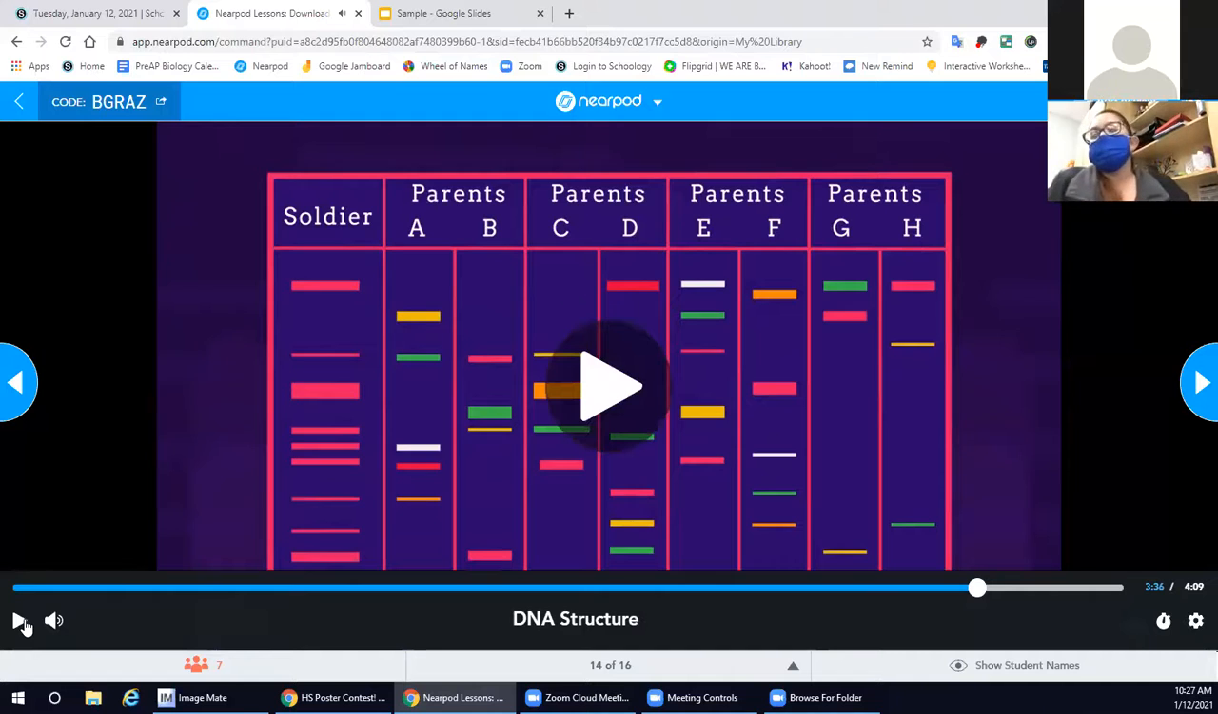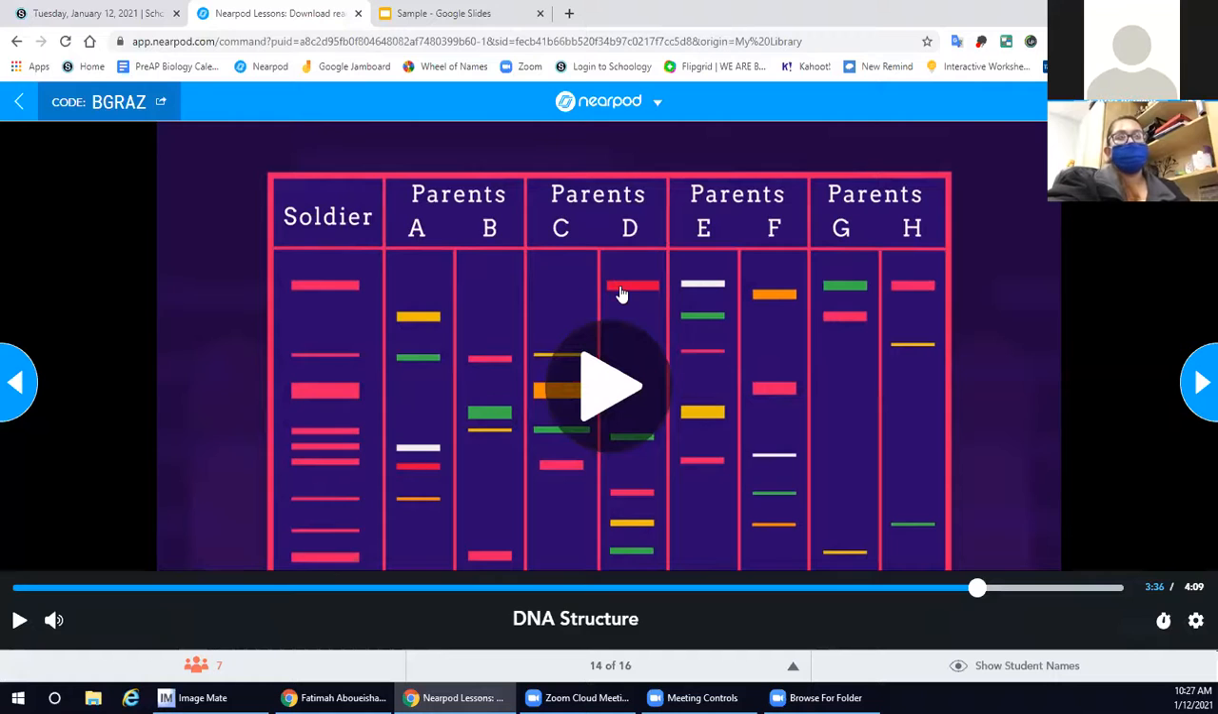So when you're doing paternity and maternity tests, a child can't have a DNA molecule, a line that doesn't come from a parent. So for example, the soldier has a very thick line at the top, but parents A and B don't have that line at all. He had to have gotten it from somewhere. So since these parents don't have it, it can't be parents A and B.